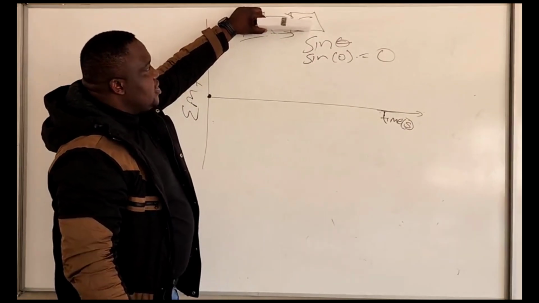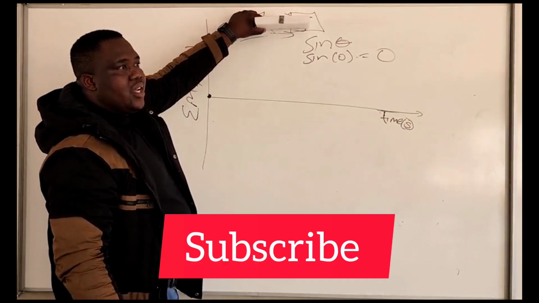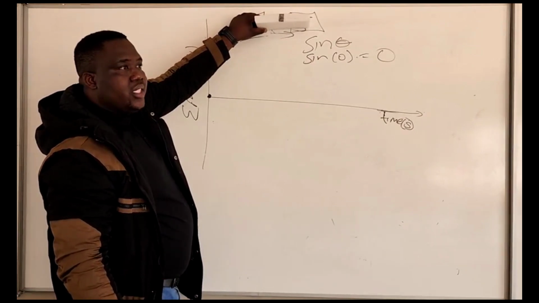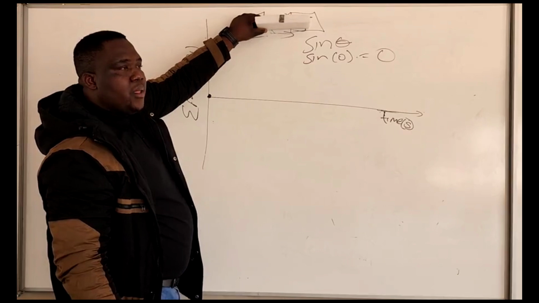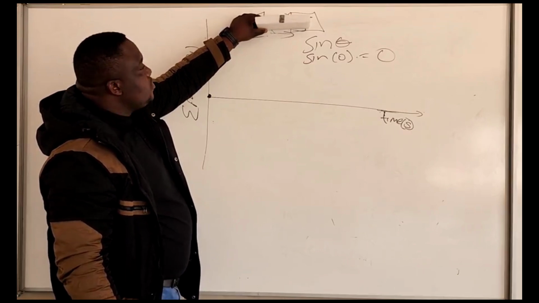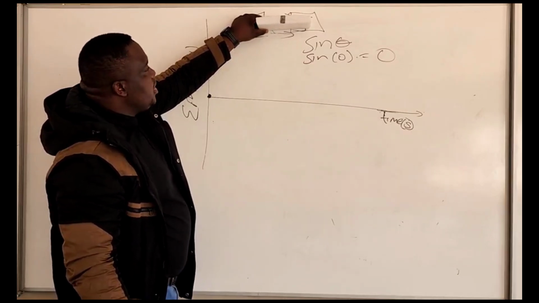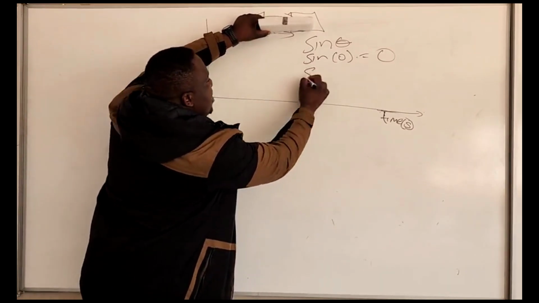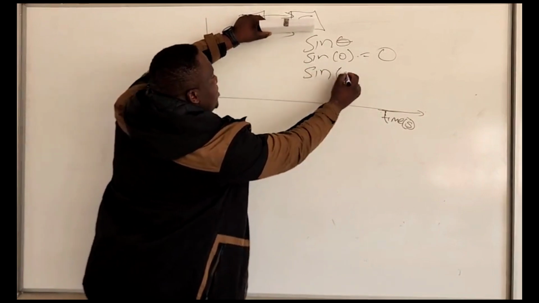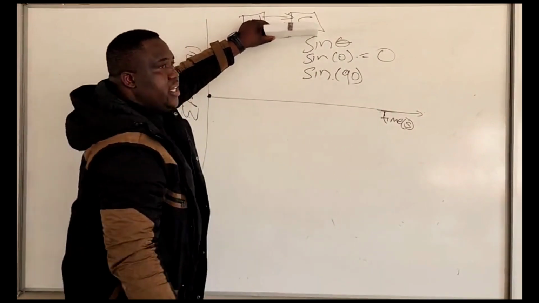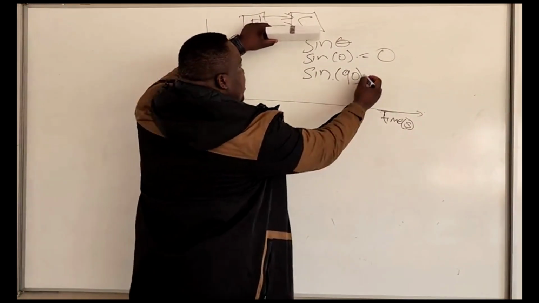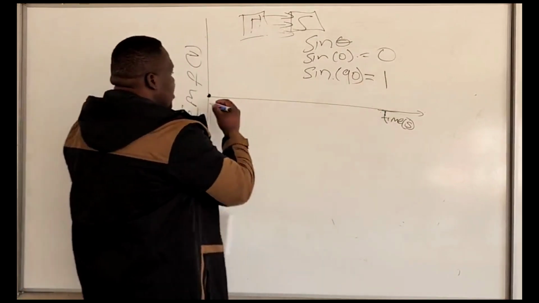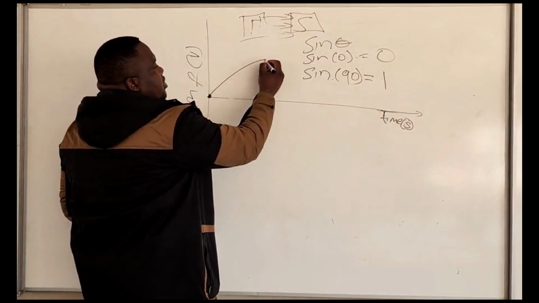When it turns, it will turn to what? It will turn to 90. Then what will happen? When it turns to 90, our graph will have sine 90. What is sine 90? Sine 90 equals 1, meaning that it will go to the maximum position.